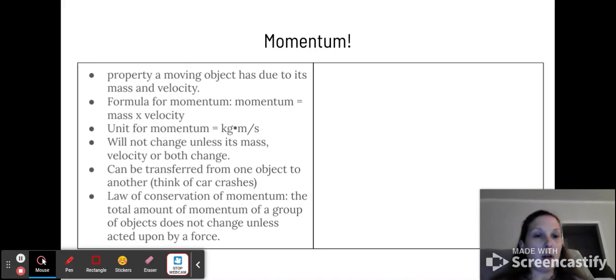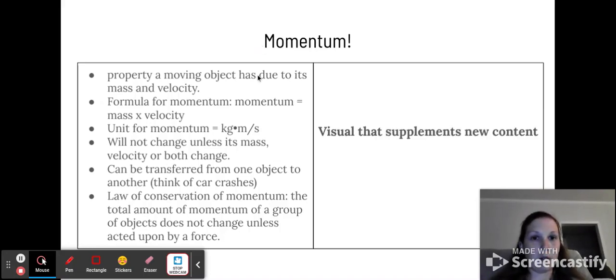And we do have a law of conservation here for momentum, and it states that the total amount of momentum of a group of objects does not change unless acted upon by force. So the amount of momentum present should be the same unless some outside force is applied to cause a change.